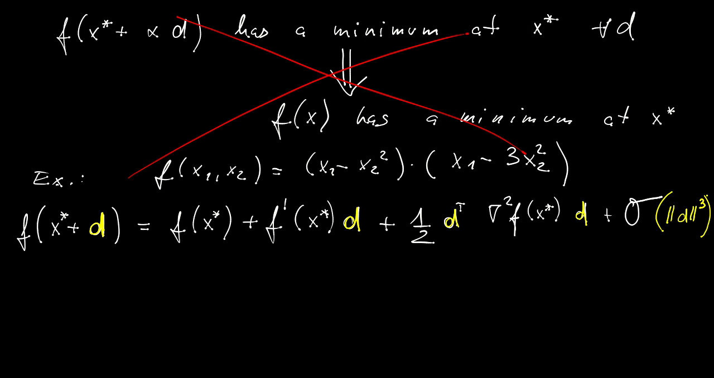So this gives us also a practical procedure for testing the first and second order conditions. So for first order conditions, have a look at the gradient. That's what we already did. And for second order conditions, just have a look directly at the Hessian.